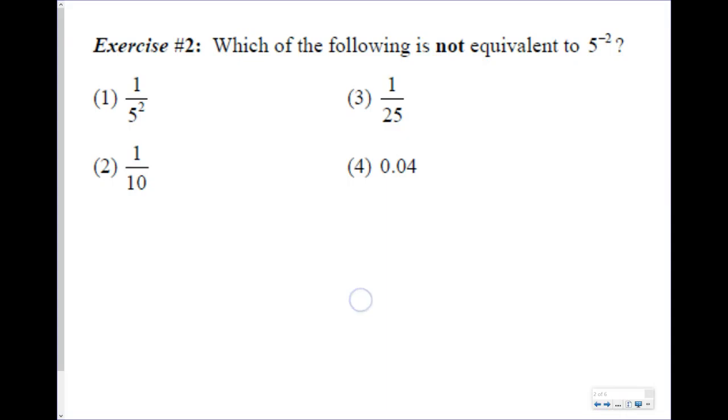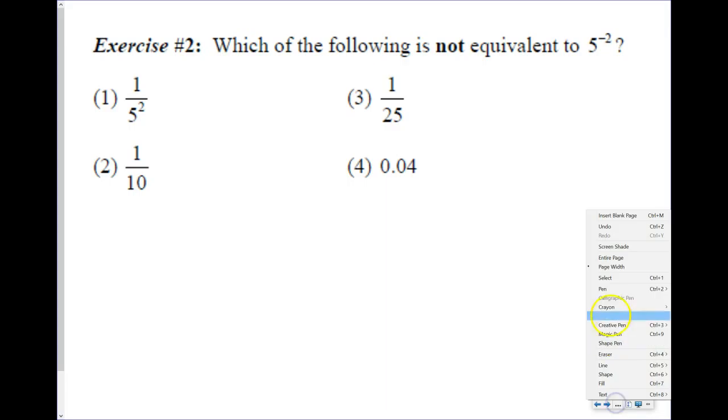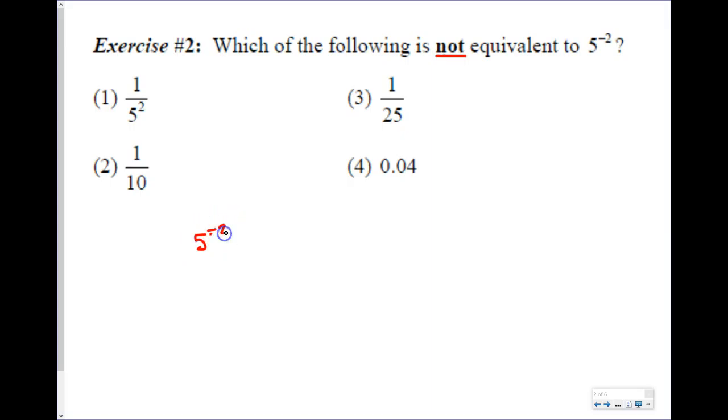Exercise 2. Oh wow, that came really big. Which of the following is not equivalent to 5 to the negative 2? So let's write out how many different ways we can express that. Remember, this is a negative exponent. A negative exponent means I'm going to flip and make positive. So I flip it over, and I get 1 over 5 squared, right?